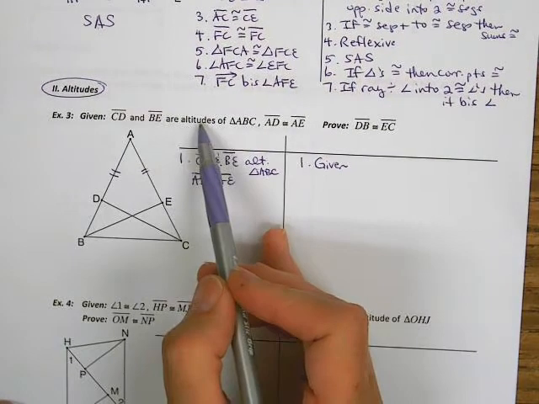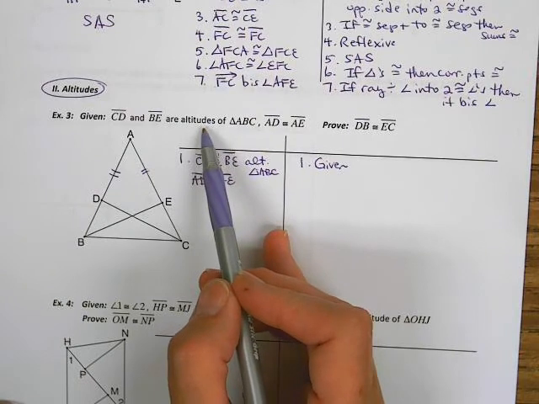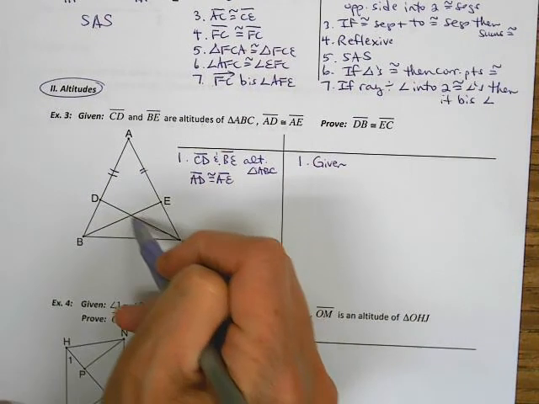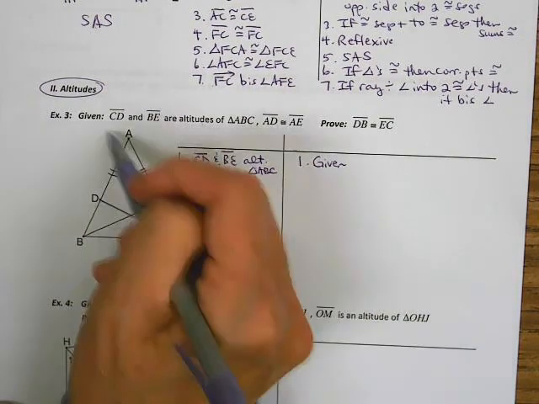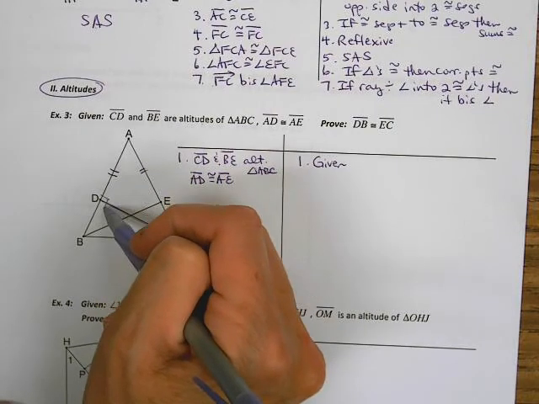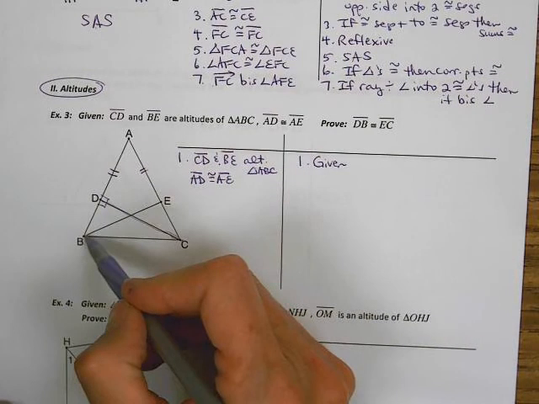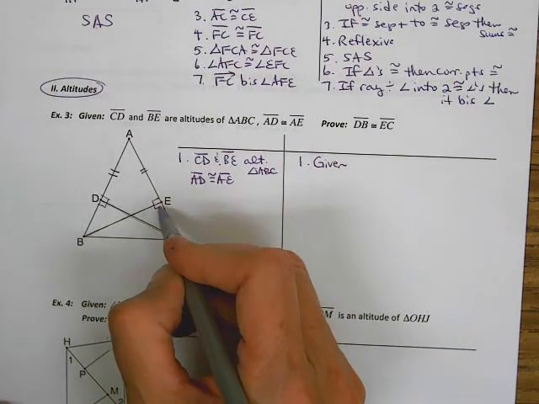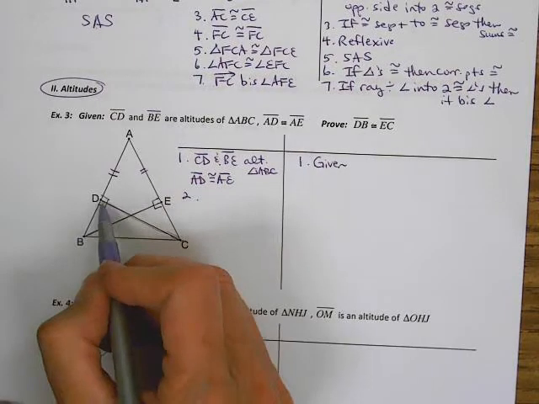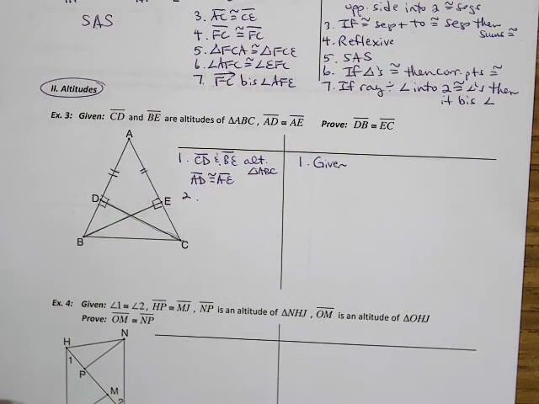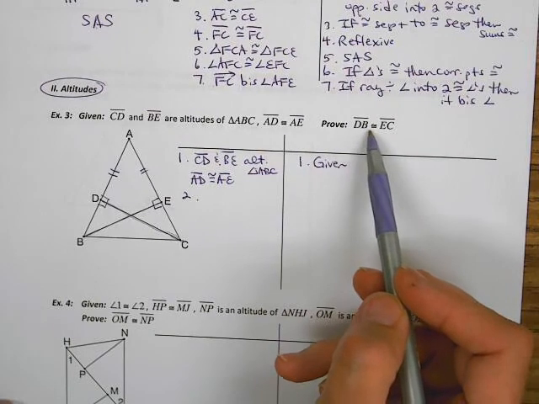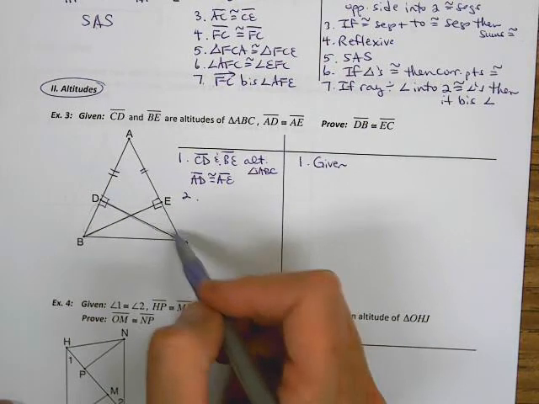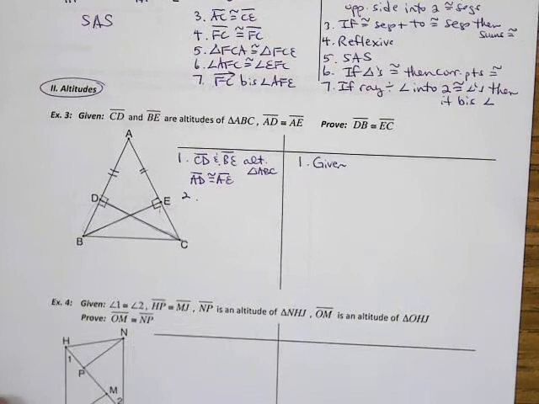All right, altitudes. If you look back, remember an altitude goes from a vertex and makes right angles. So CD is an altitude in this big triangle. So it comes from this vertex and it's going to make right angles right here. BE is an altitude. So over here it comes to the opposite side and it makes right angles. So I can definitely say that these are right angles, but I don't know which ones I want. So I'm going to go back and look at the prove here. I need DB and EC. So I need these. So I'm thinking I'm going to go after triangles.